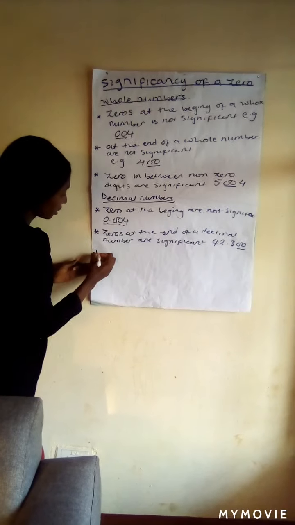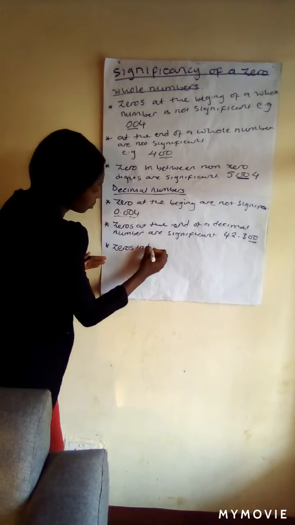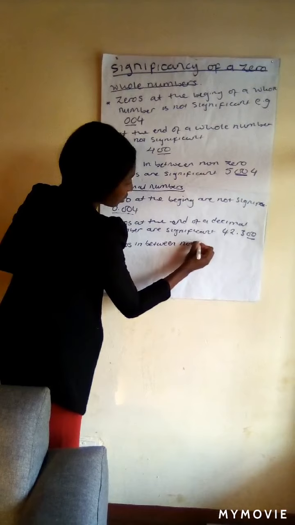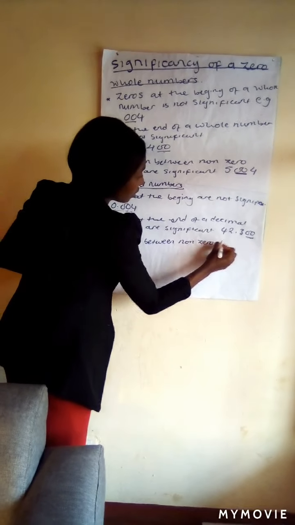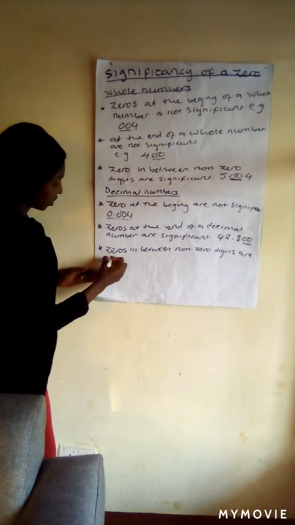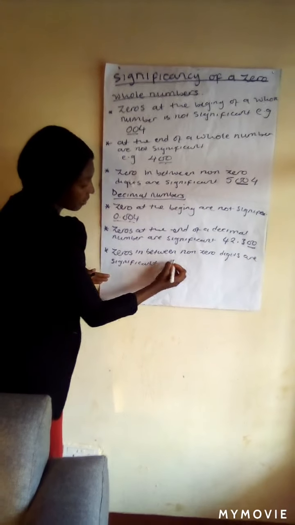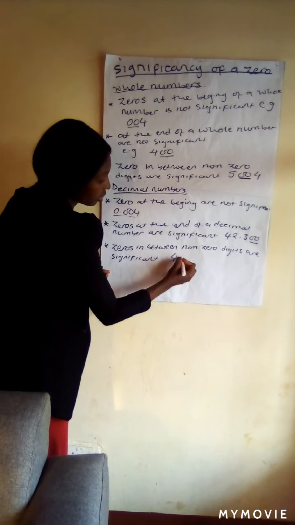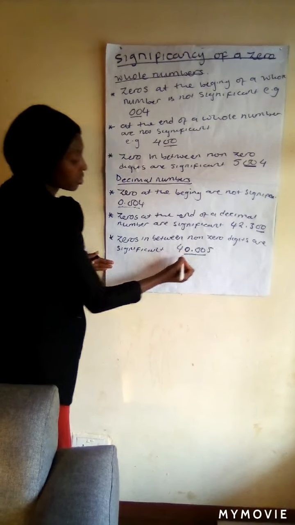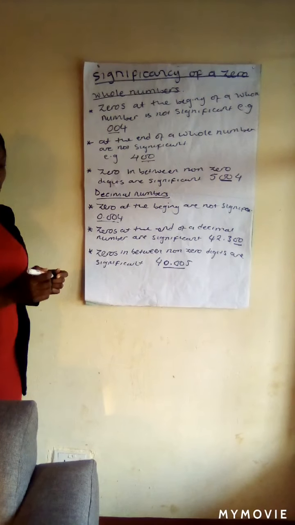Then we are saying zeros in between non-zero digits are significant. We have an example of maybe 4.005. All the 3 zeros in between these non-zero digits are significant.